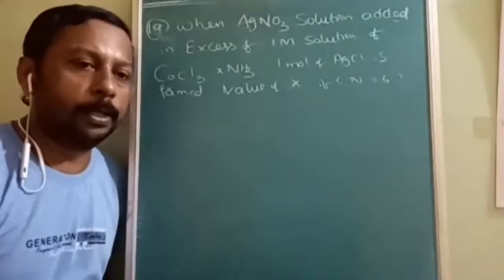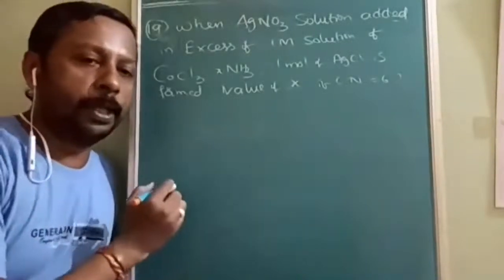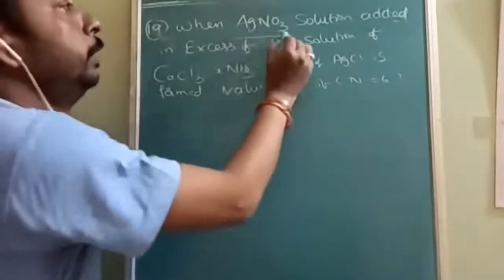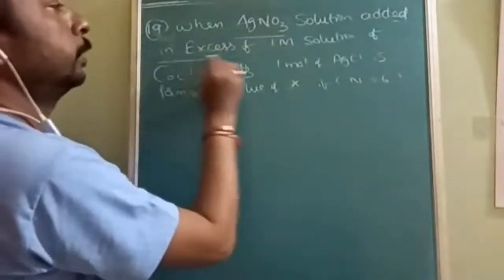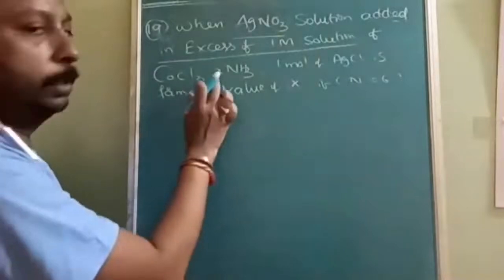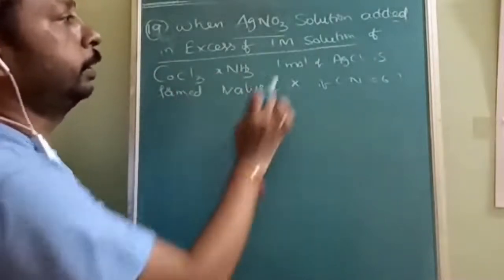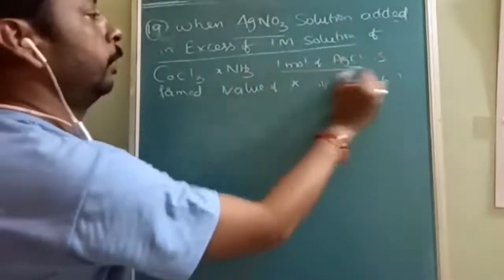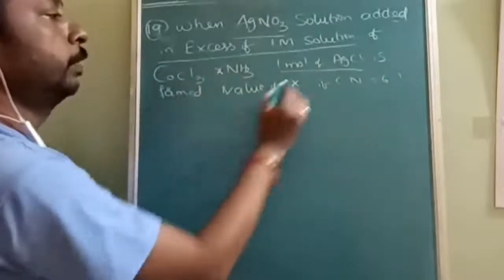Okay. Now you can answer this question. When AgNO3 is added in excess to a 1 molar solution of CoCl3·xNH3, 1 mole of AgCl is formed. Then what is this x value?